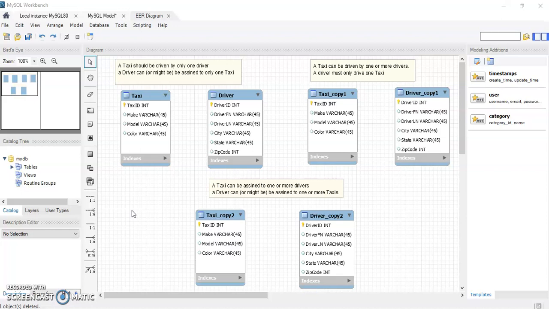Now I have three scenarios where I have a taxi and a driver. In the first scenario, a taxi should be driven by only one driver. A driver can or might be assigned to only one taxi.